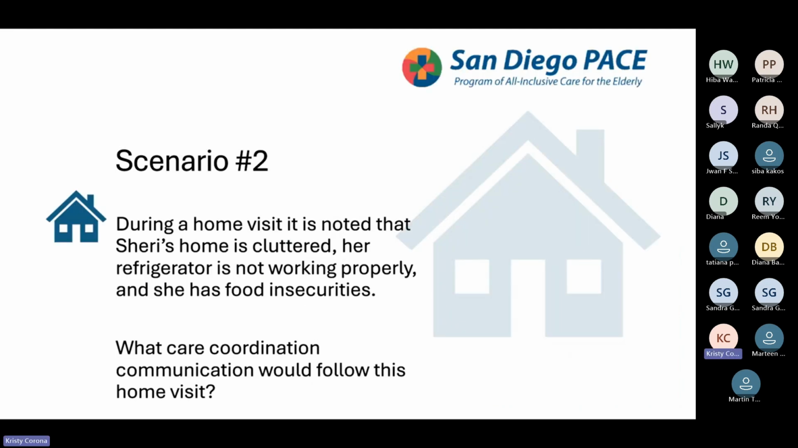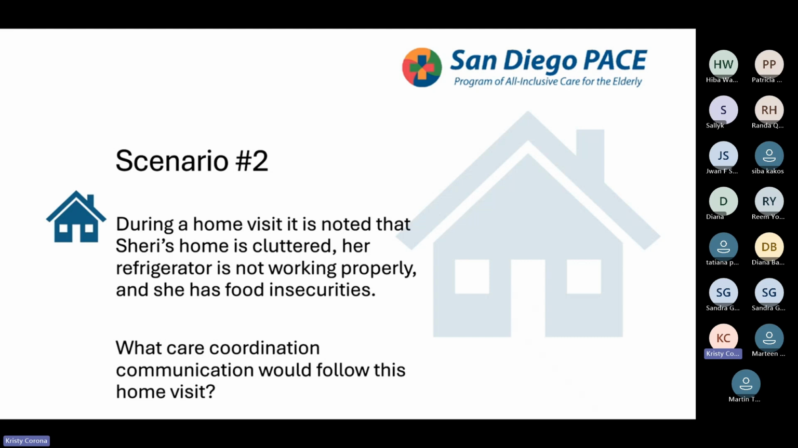Now this is scenario 2. With PACE participants, they have a home visit assessment from the home health aides, who go out to check on the patients and their environment. During a home visit, it's noted that Sherry's home is cluttered, her refrigerator is not working properly, and she has food insecurities. What would care coordination after this home visit look like?